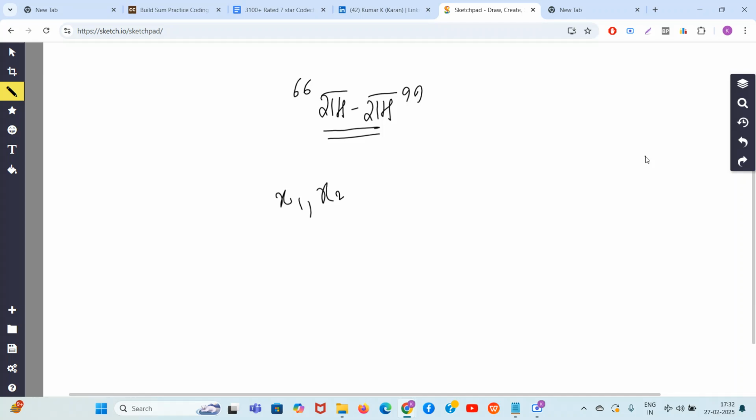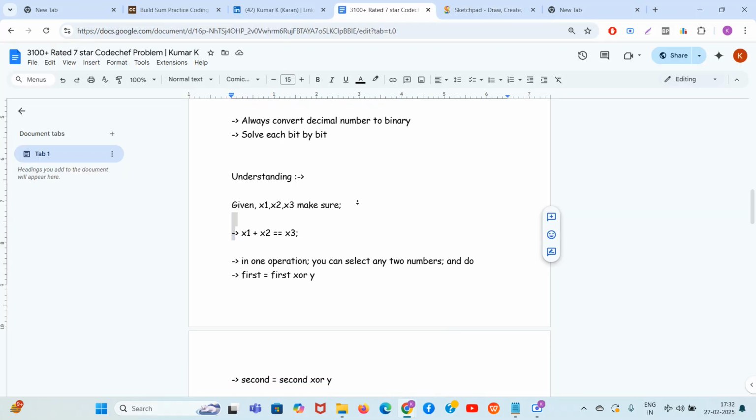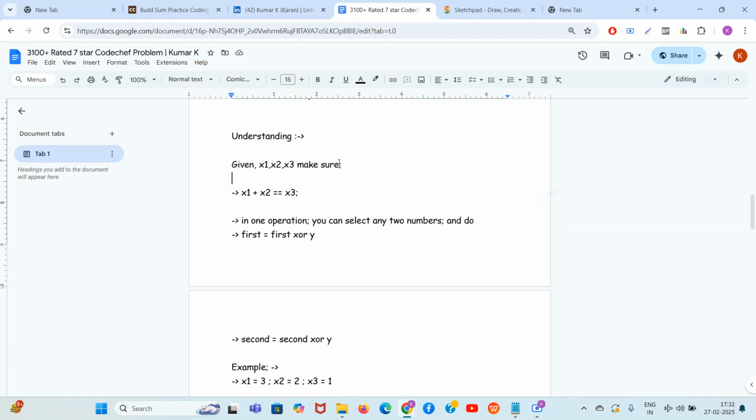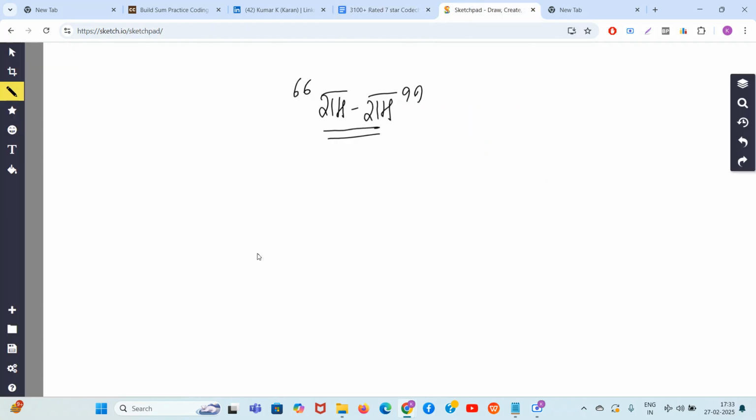For example, let's take a simple example. Given x1, x2, x3, make sure that these become equal. In one operation, you can select any two numbers and do first number equal to first number XOR y, second number equal to second number XOR y. Do these operations as many times as you want with different y. This y can change. You can select y depending on your choice.